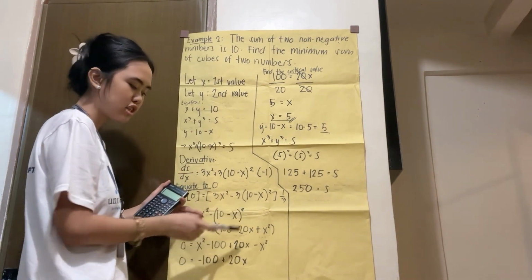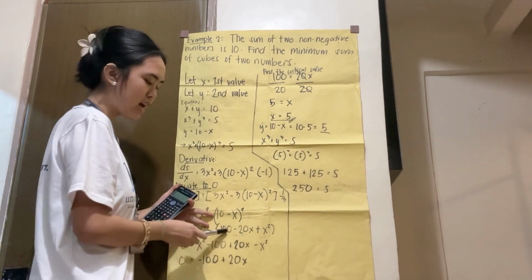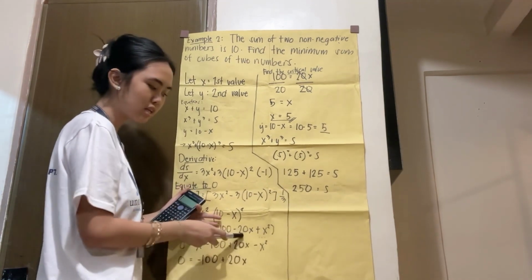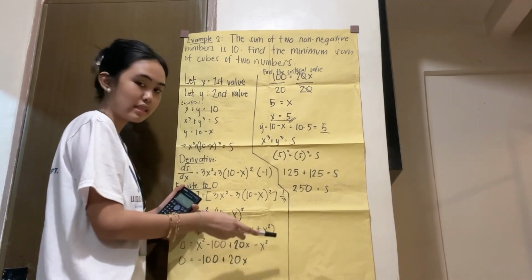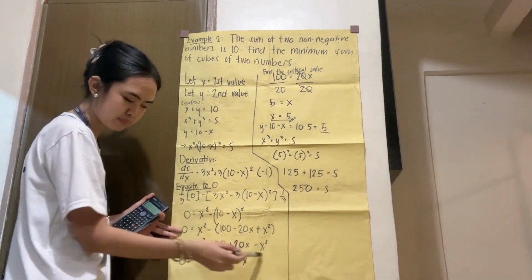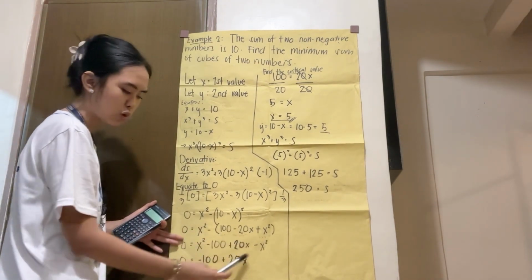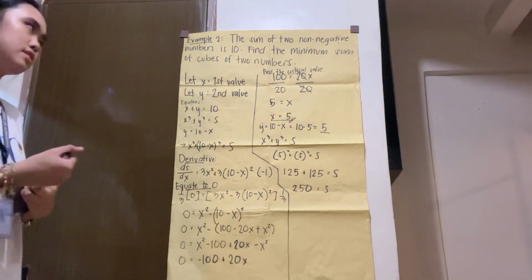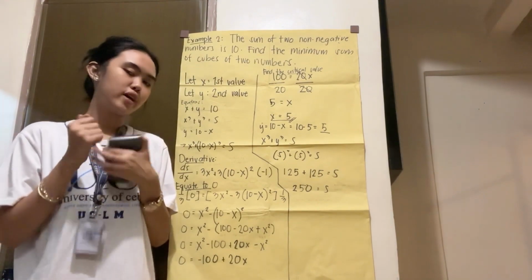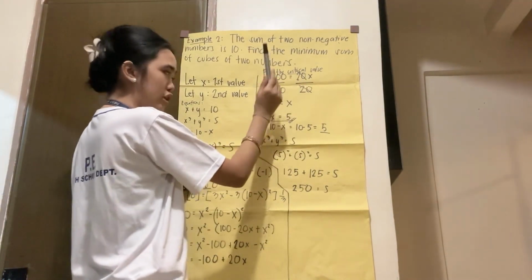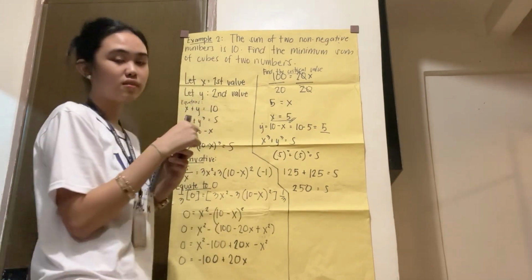10 squared is equal to 100. 10x minus x times 2 is 20x, and x times x is x squared. So the same terms, we cancel. So we only have negative 100 plus 20x. After having that, we need to find the critical value. So we transpose it, and we divide by 20.